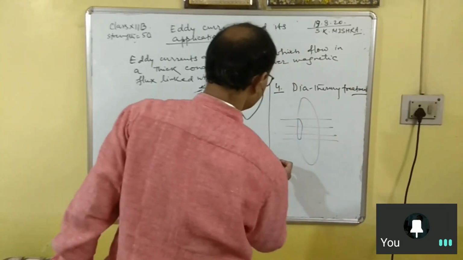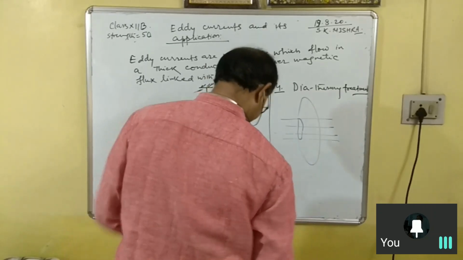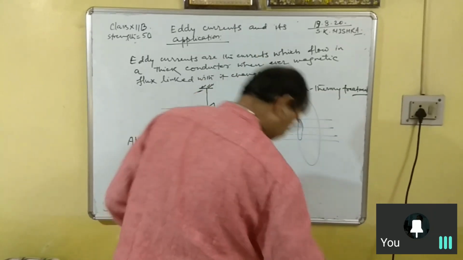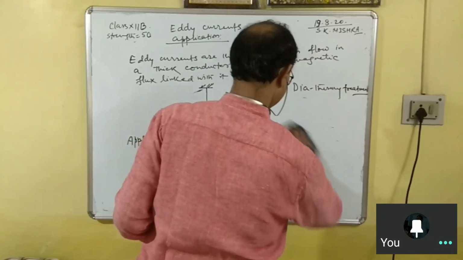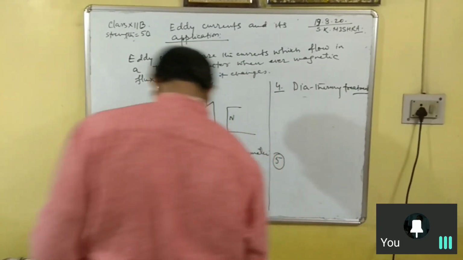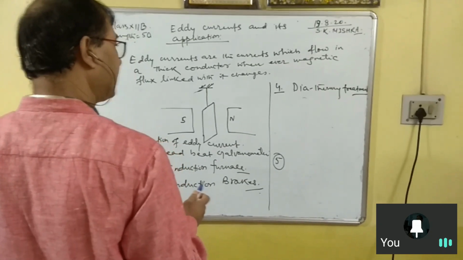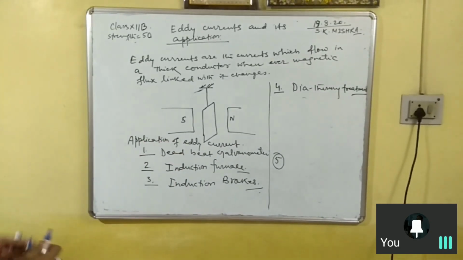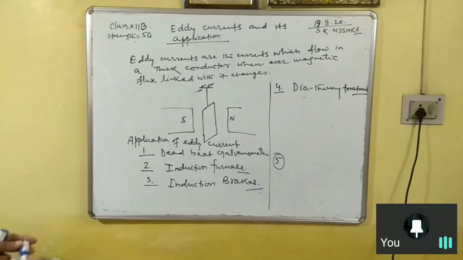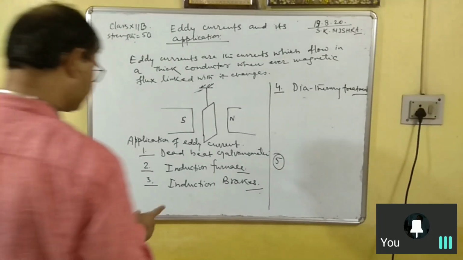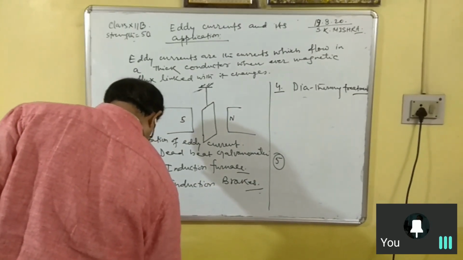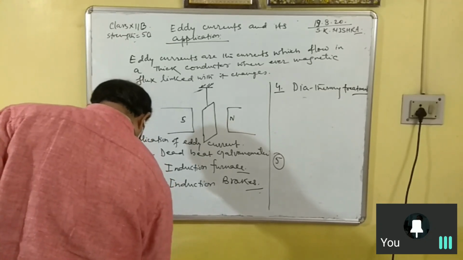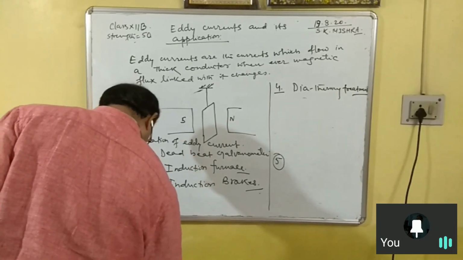Now the fifth one, this is not part of diathermy treatment. Now I can rub this portion. The applications are diathermy treatment, deadbeat galvanometer, induction brake, and induction furnace. And more than that, you can study from other books. You will find some more applications there.